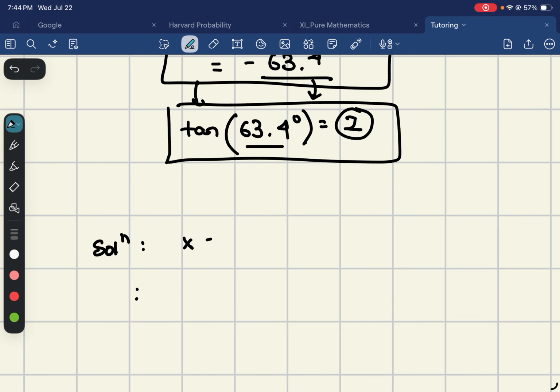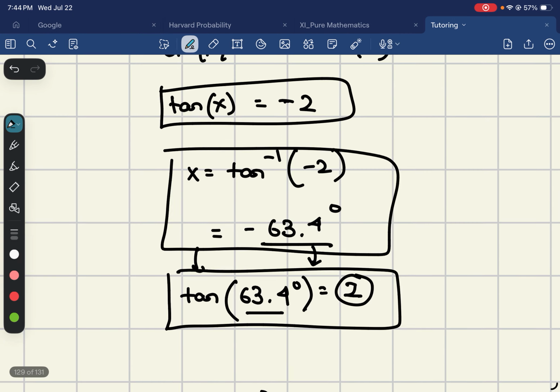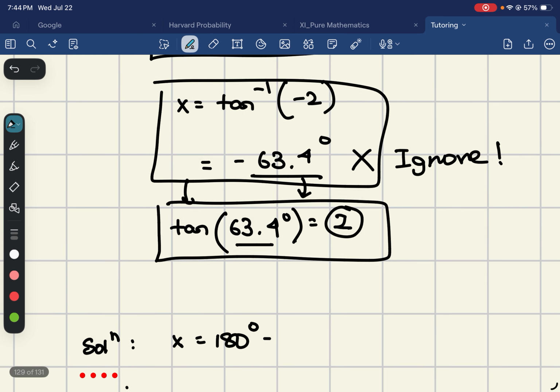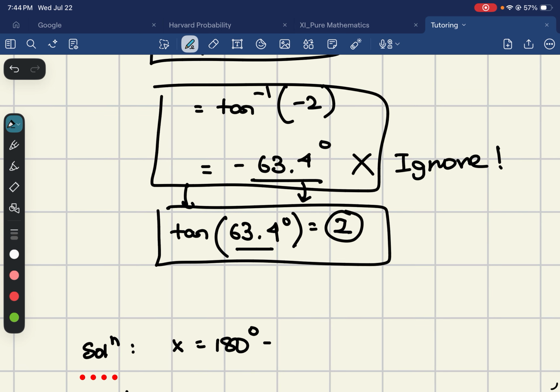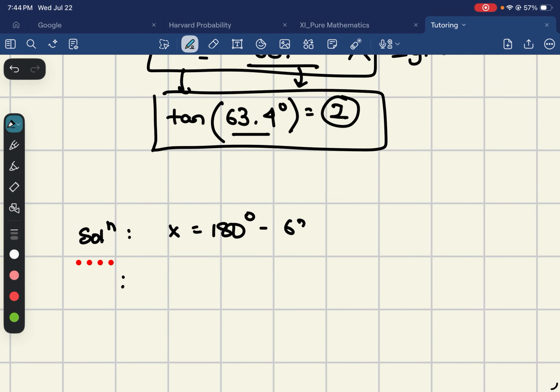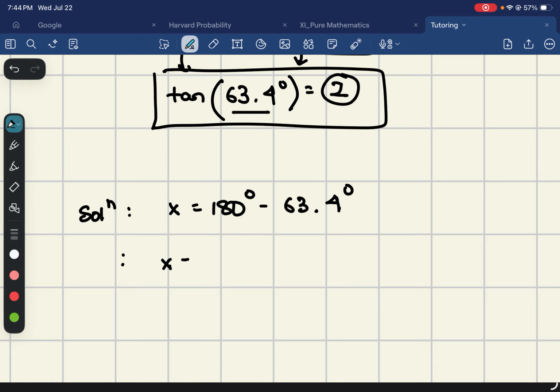So your one solution is just 180 degrees minus. So you just need to ignore this. Do not write this in your exams, all right? So your first solution, you just know to deduce that, okay, 63.4 is the acute angle I need. So your first solution is in the second quadrant, so 180 minus 63.4. And your second solution is in your fourth quadrant, so 360 degrees minus 63.4.